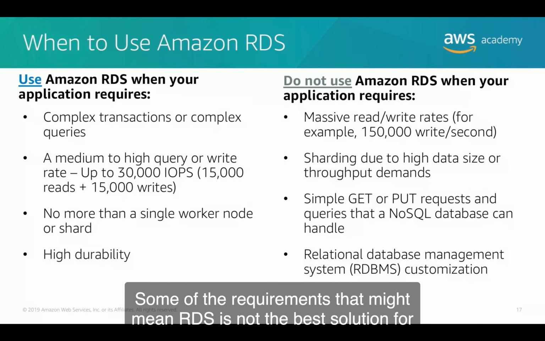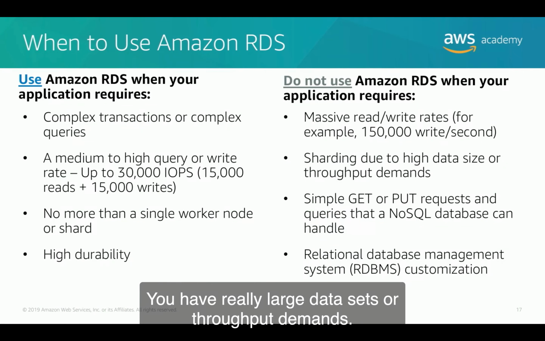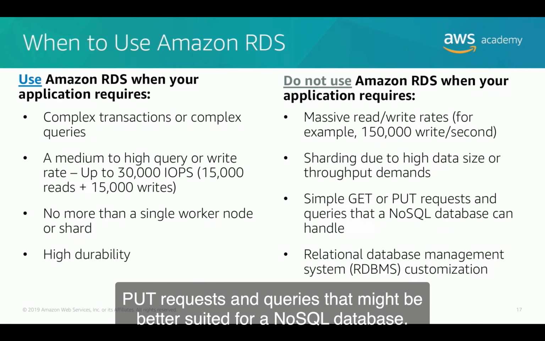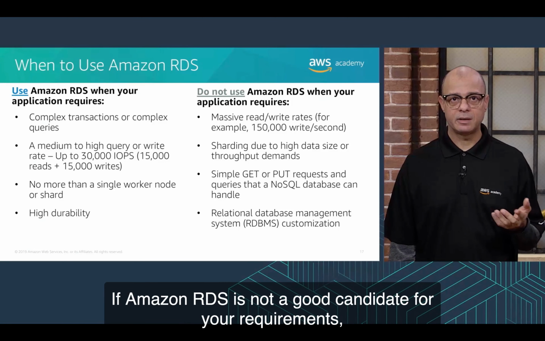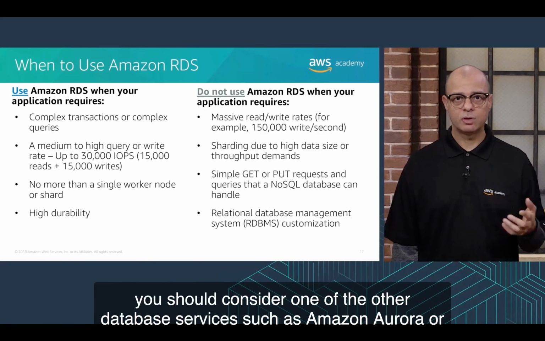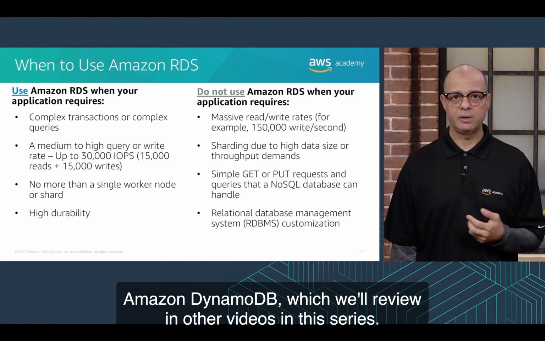Some of the requirements that might mean RDS is not the best solution for you include: you need massive read writes, for example, 150,000 writes per second. You have really large data sets or throughput demands. Or you have very simple get or put requests and queries that might be better suited for a NoSQL database. If Amazon RDS is not a good candidate for your requirements, you should consider one of the other database services such as Amazon Aurora or Amazon DynamoDB, which we will review in other videos in this series.